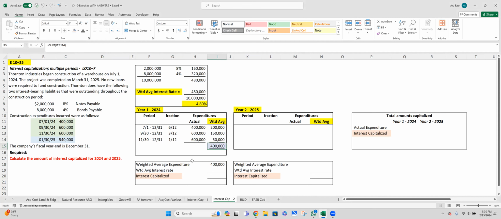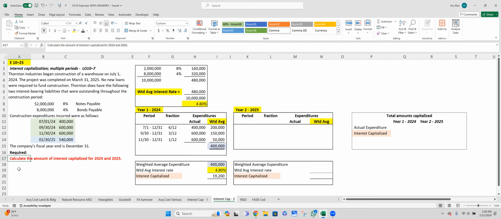Again, let me put a different color here so we know where we're getting the numbers from. The interest rate was 4.8% that we were going to use. Weighted average expenditure multiplied by weighted average interest rate will finally give me how much interest I can capitalize in this project.